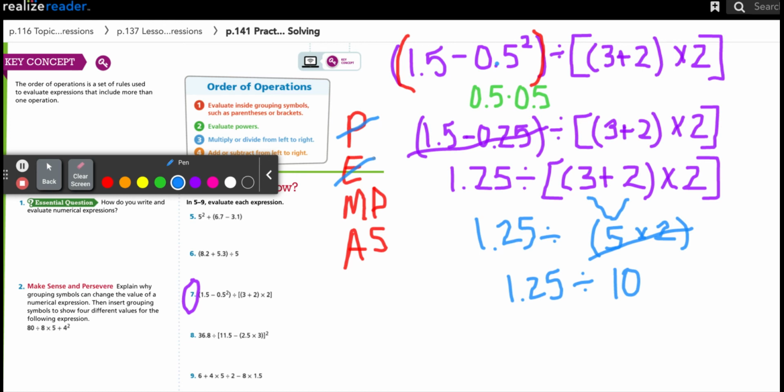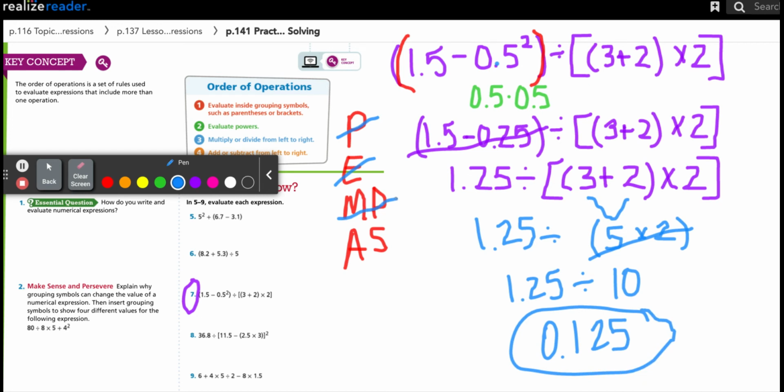1 and 25 hundredths divided by 10. I'll be moving that decimal once to the left. My answer is 0 and 125 thousandths. Multiplication or division, I took care of that from left to right. Last step here, addition or subtraction. There is none, so we're done. Okay, you should have all of these steps written in your notebook.